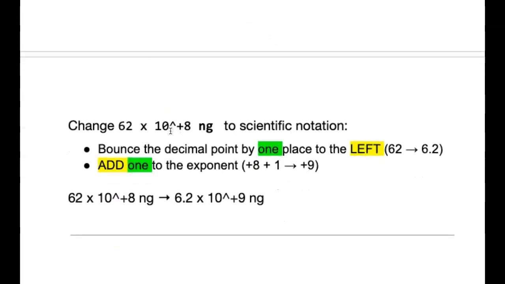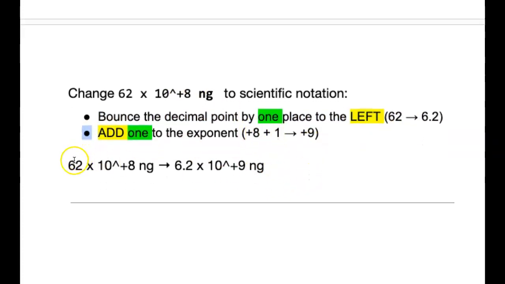We change the scientific notation by moving the decimal point one place to the left. So 62 becomes 6.2, and we add 1 to the exponent. When we add 1 to 8, we get 9. So at the end, the answer should be 6.2 times 10 to the positive 9 nanograms.